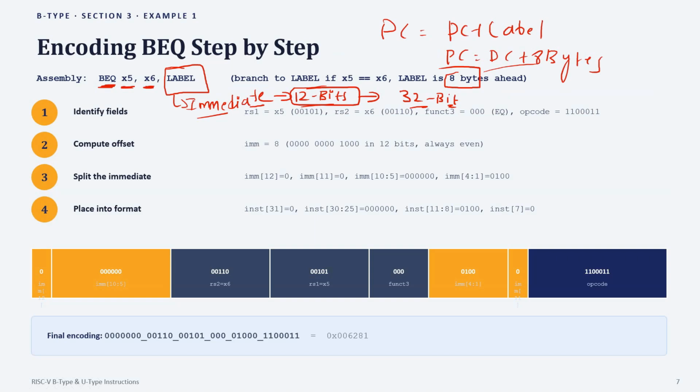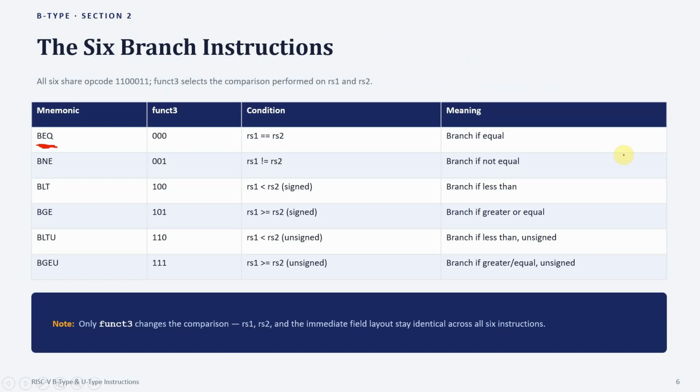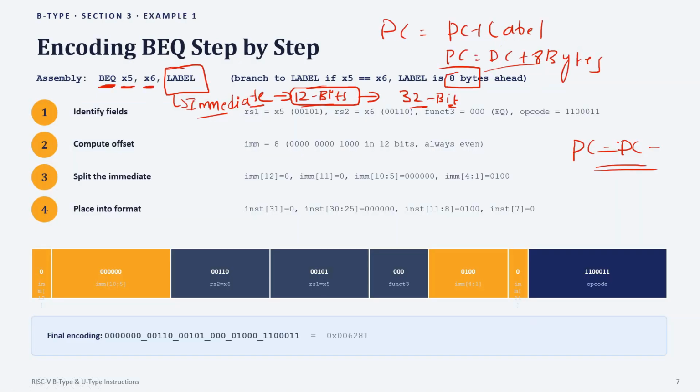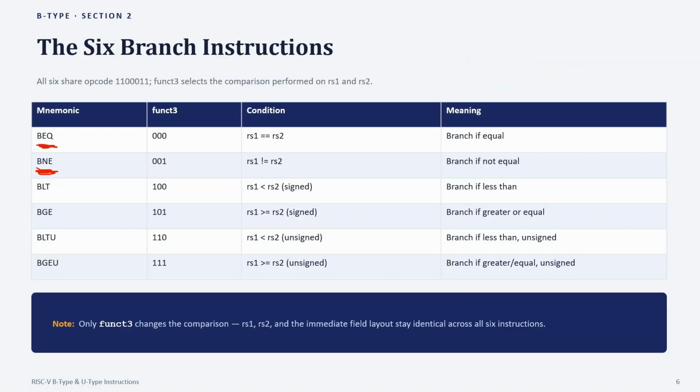Let's say suppose if the immediate value is a negative value, then we are going to perform PC is equal to PC minus the immediate value. That is what we are going to do. And next is branch not equal. That means if the two register contents are not equal, then we are going to set PC is equal to PC plus the immediate value, or it might be PC is equal to PC minus the immediate value.